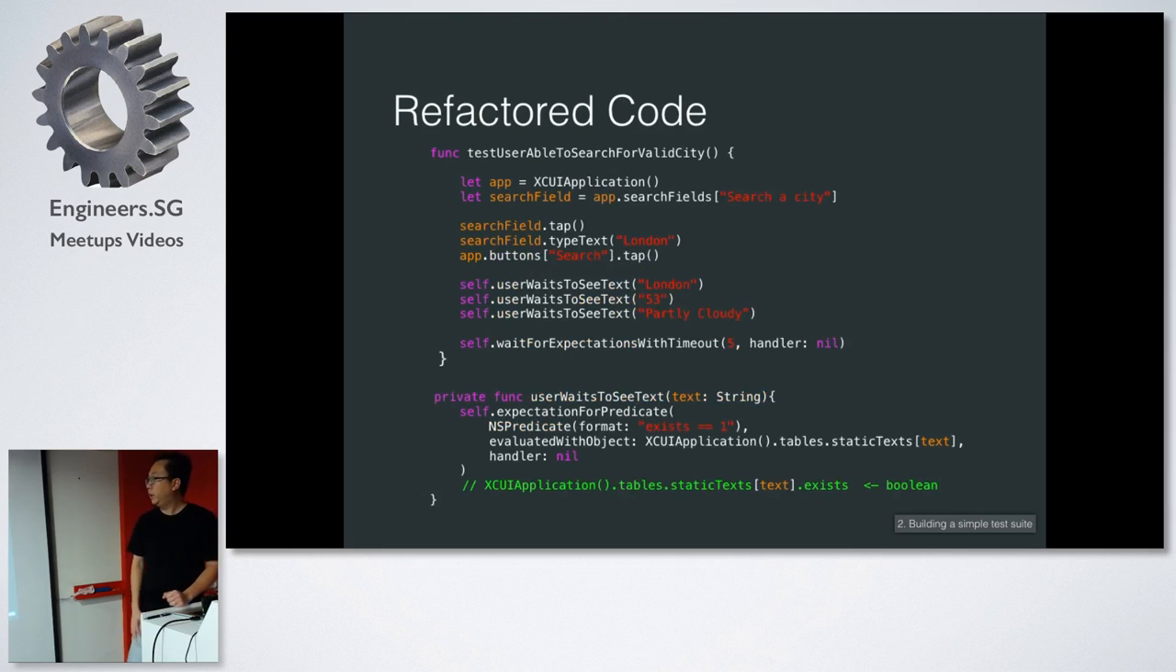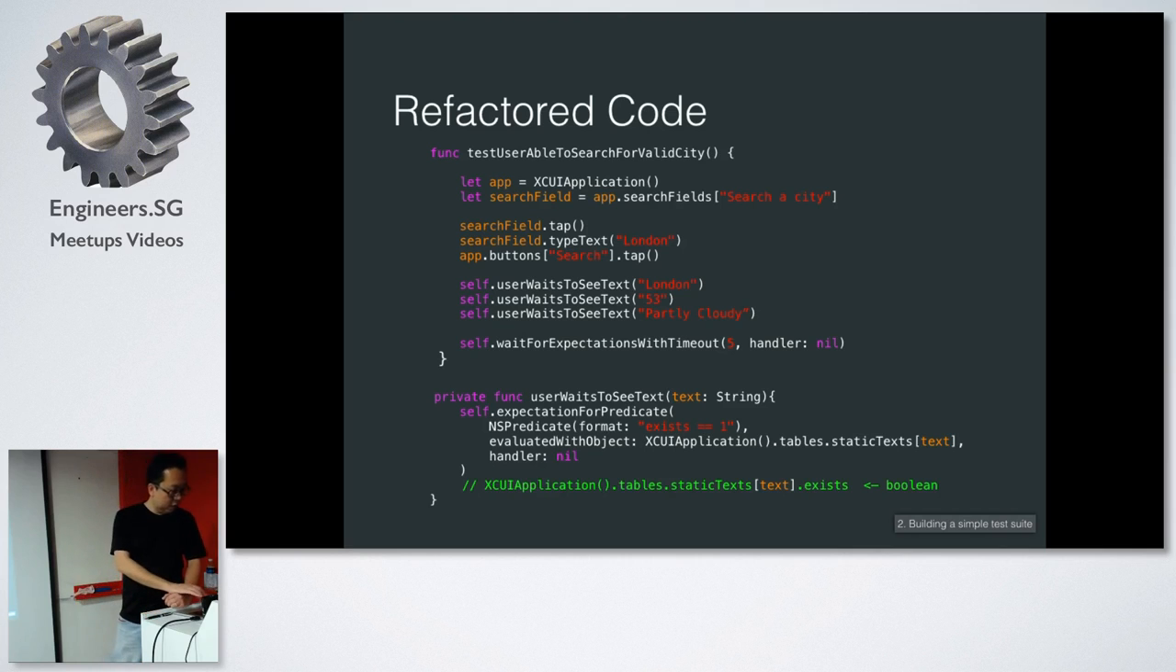So for the first test case, we have app equals XCUIApplication. We get the search field. After that, we tap on it. We use the method typeText, where we enter London into the search field. After that, we tap on the search button.